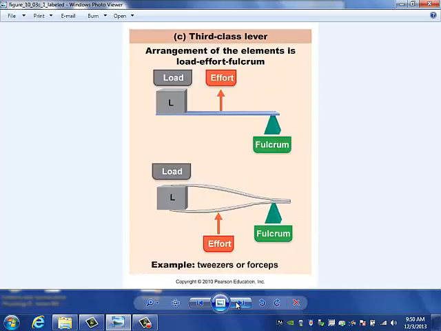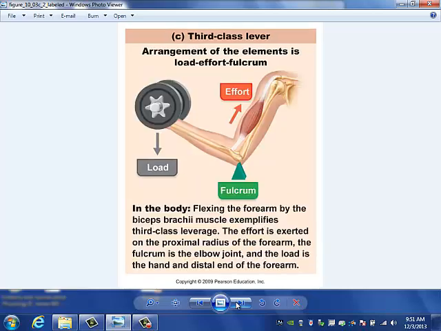And then the third-class lever system. We have the effort where? Effort's in the middle, load's on one end, fulcrum's on the other end. I love the tweezers. Forceps would be better, but tweezers, whatever. And then an example would be me lifting up my bag over and over again. The fulcrum, that stationary point, is my elbow. The load is my bag.